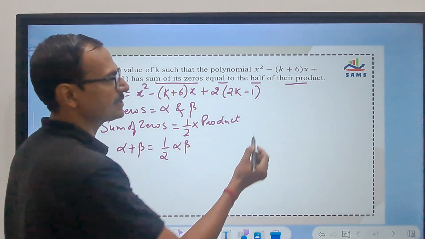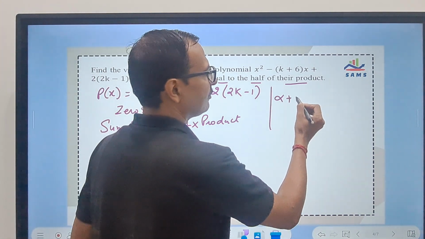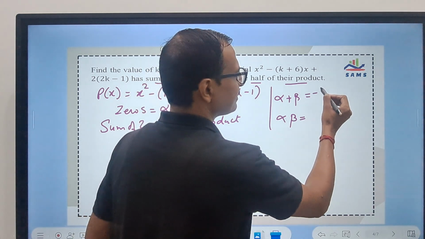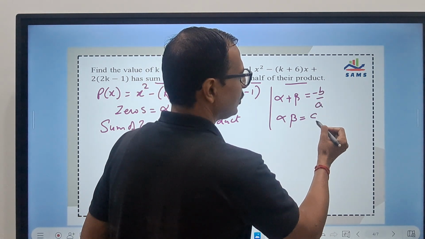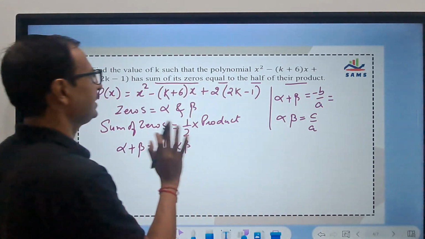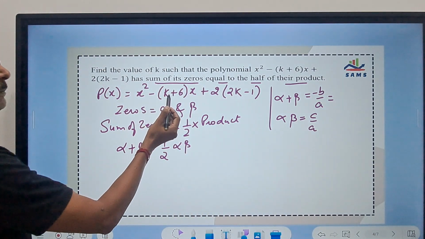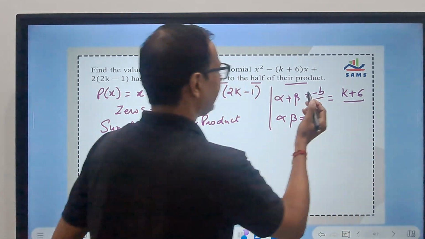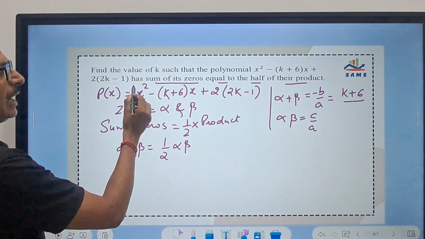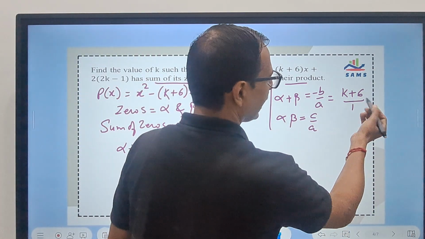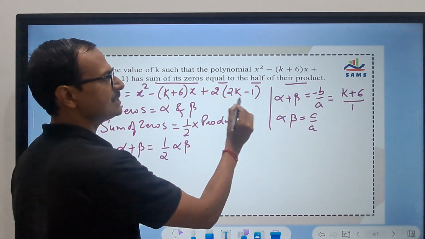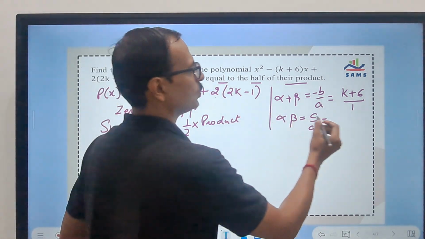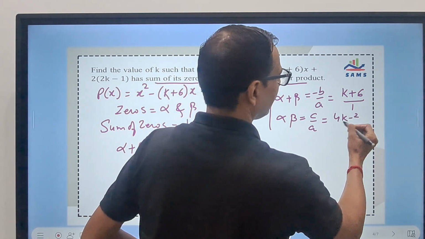Now I should know what is alpha plus beta and alpha beta. Again the relationship works here. Alpha plus beta is minus b over a, alpha beta is c over a. Minus b is negative of negative (k plus 6), so it's k plus 6, because negative and negative becomes positive, upon a is 1, so I don't need to write 1. C over a, c is this entire thing, so this is 4k minus 2, so 4k minus 2 upon 1.